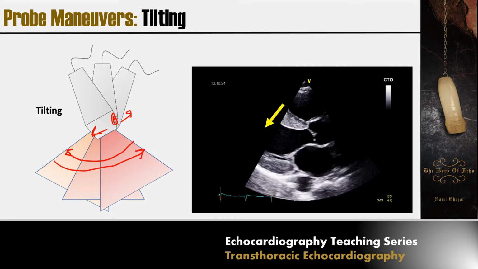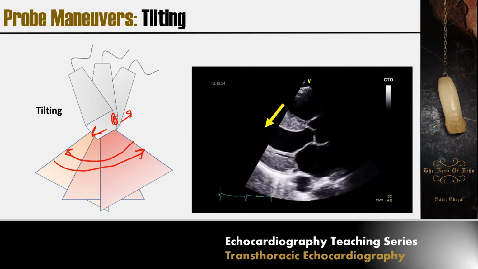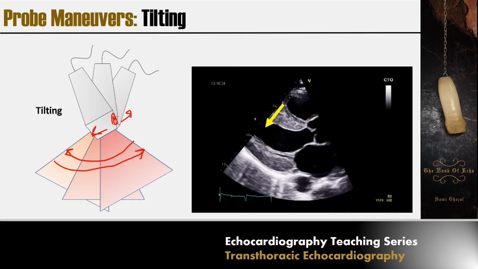And if we see it in action, like in this video here, you're going to see that sometimes you have a missing piece of image. If you want to go here, then you have to tilt the probe away from the index as such, so you can see this missing part. So this is tilting.